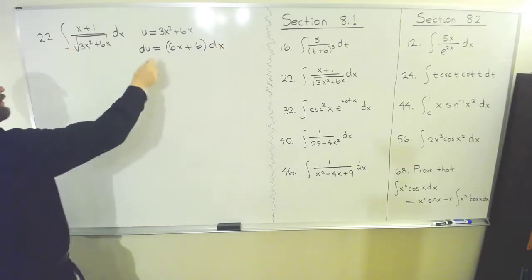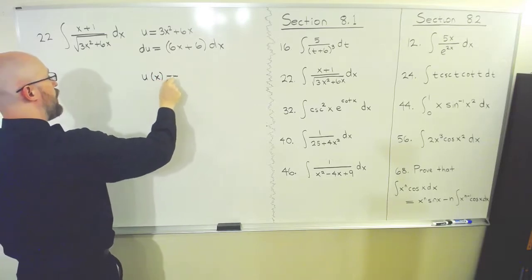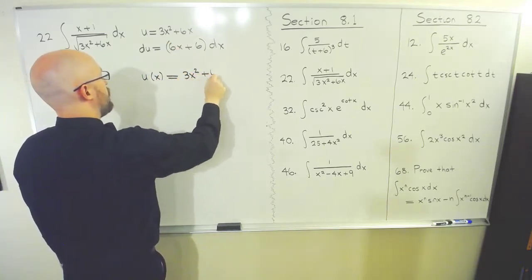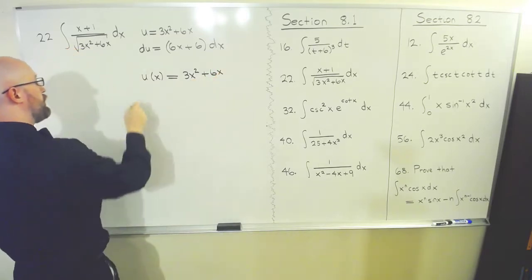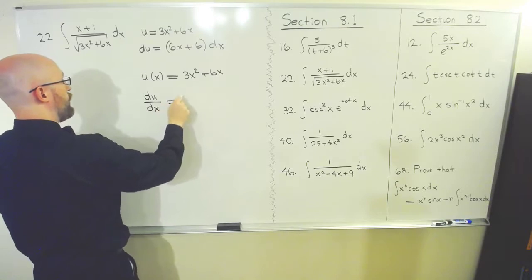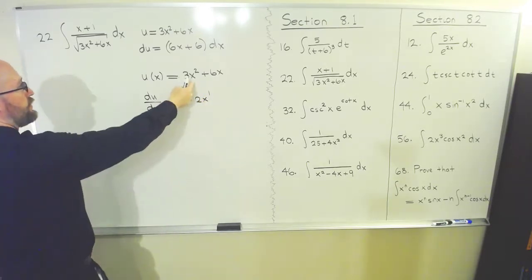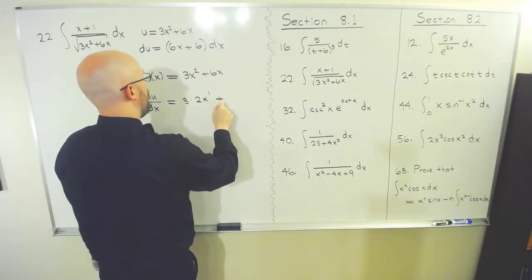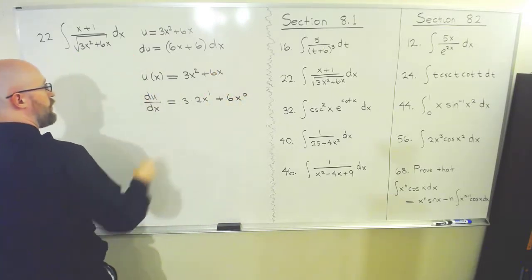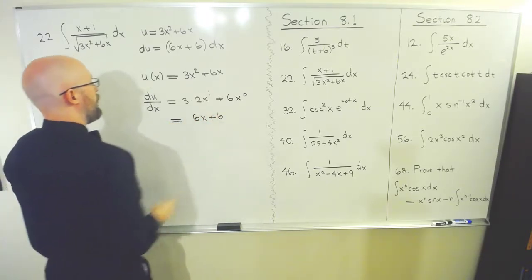Now remember what I've done here. I'm defining u as a function of x, and that tells you what the function is. It's 3x squared plus 6x. I'm differentiating it. du/dx equals, well, it's 3 times 2x to the 1, that's just the power law here, plus 6 times x to the 0, because that was just x to the 1. And so this is just 6x plus 6.